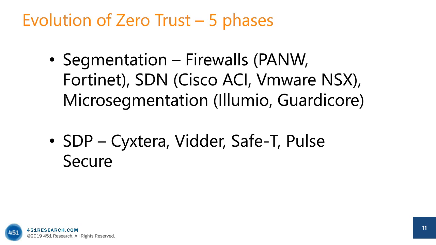Second big phase is pretty much known as software-defined perimeter, or SDP. And in my view, what SDP does, it effectively shrinks the perimeter down to a single application. So instead of being able to access the entire network or segment, you get access to specific applications. And the way the SDP vendors initially did this was through some form of a combination of on-prem client software, a controller, or maybe a gateway device that could be used as an alternative to a VPN.